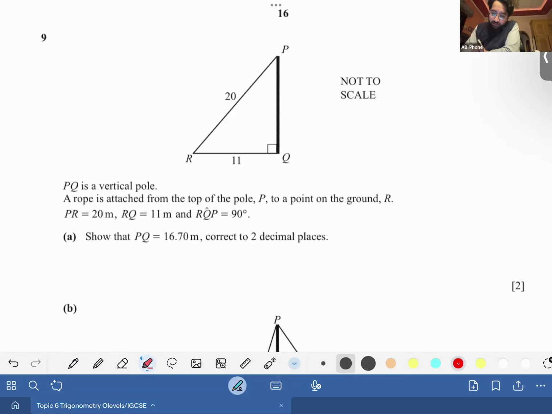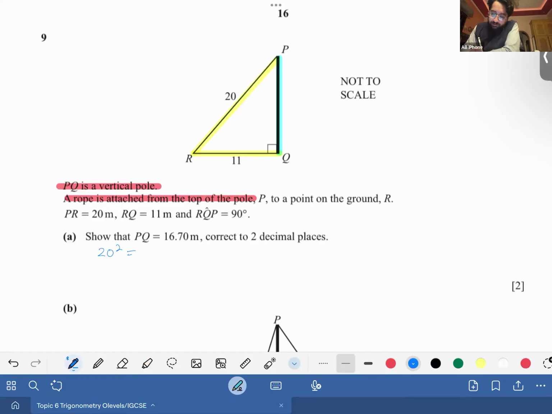Beta, it's an O levels past paper, not in my booklet right now. So PQ is a vertical pole. A rope is attached from the top of the pole P to a point on the ground R. Show that PQ length is 16.7. So I can see that I have RQ and I have PR, so I can use Pythagoras theorem straight away.